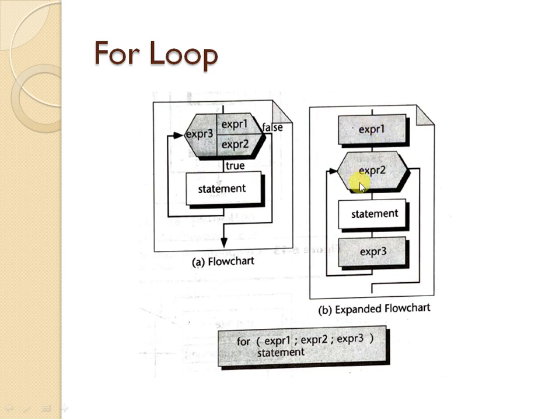So expression 1, single time activity. Expression 2, that is the testing condition, is the every time activity. That means it is tested against the value, against the expression, and then we decide whether we want to enter the for loop or not.